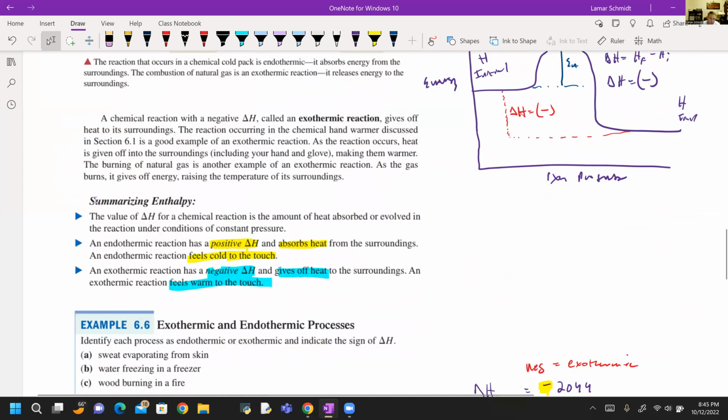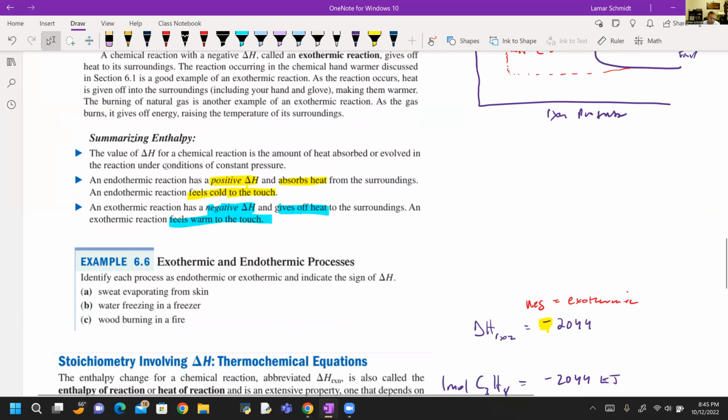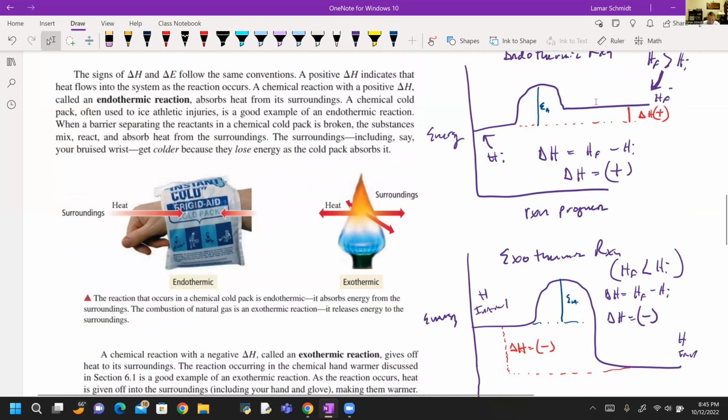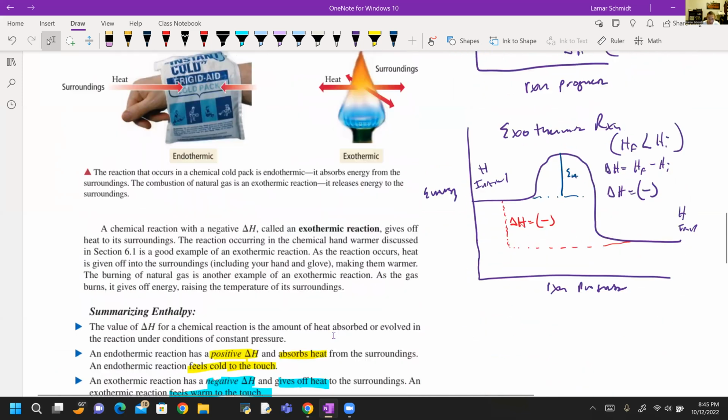And so if I were going to make some notes, the summary of enthalpy is a pretty good thing to be looking at. Endothermic reaction has a positive delta H. Why? Because it has more energy at the end. Why? Because it's gaining energy from its surroundings. All right. And what else do you know about it? It feels cold to the touch. What was an example of that?